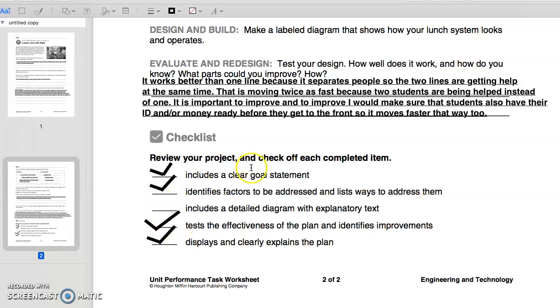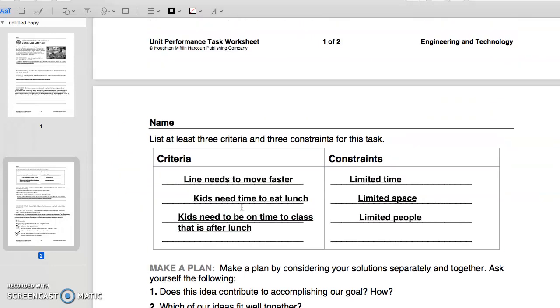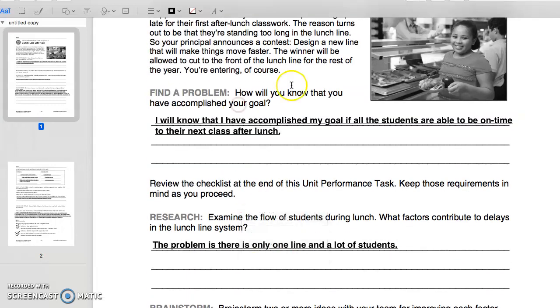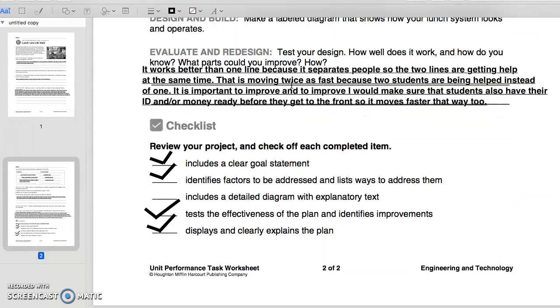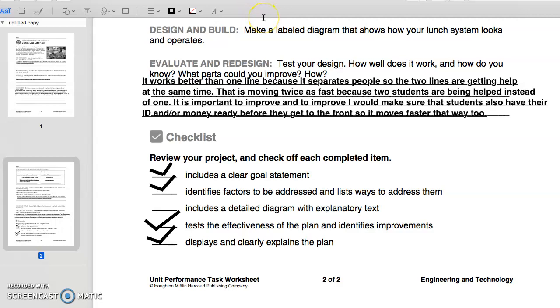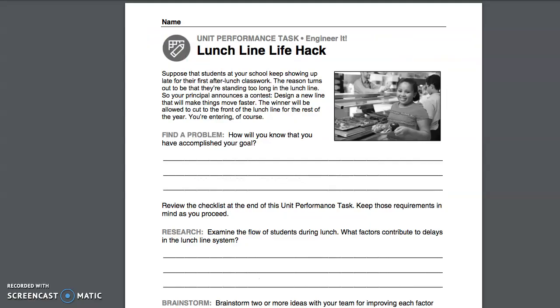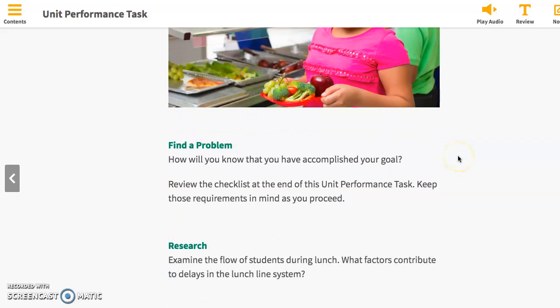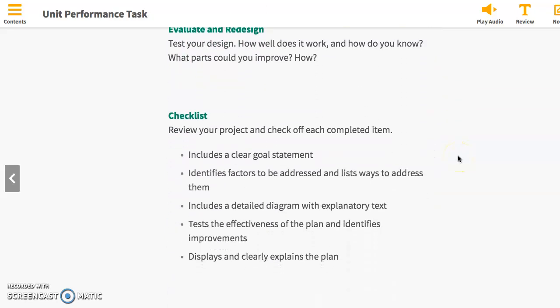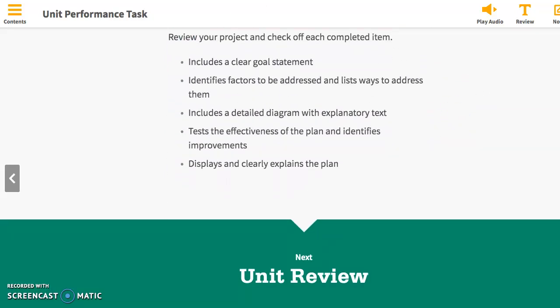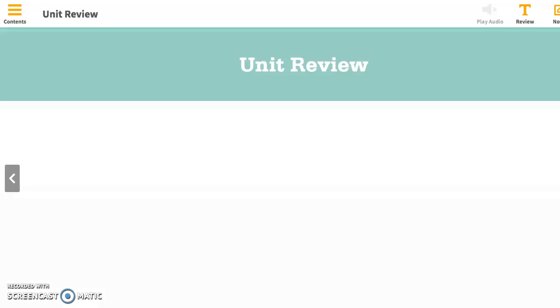All our check marks. You guys can check mark that too because you're going to make your own diagram as well, however you'd like to. I just can't because I didn't make the diagram. I just explained it for you so that you could make your own diagram. Alright, and that's everything that we're going to need for the unit performance task. We researched, we built, we did our checklist. Now we need to do unit review.